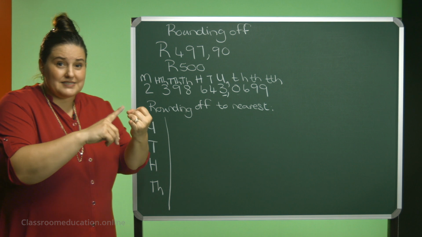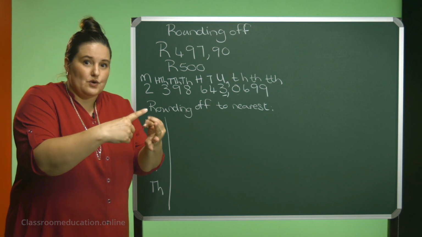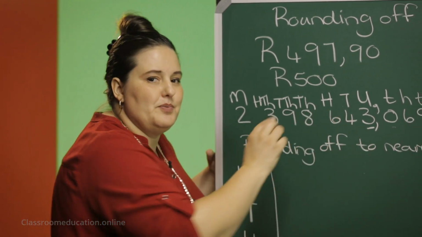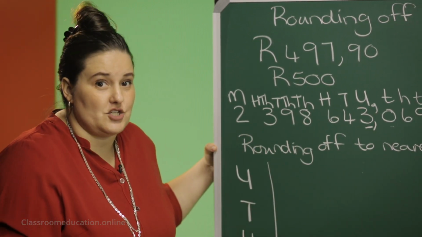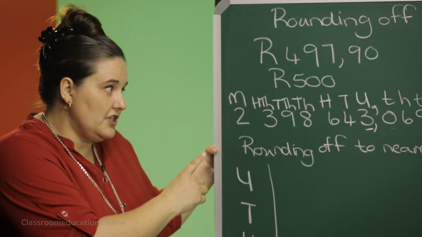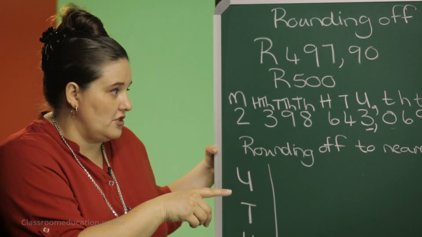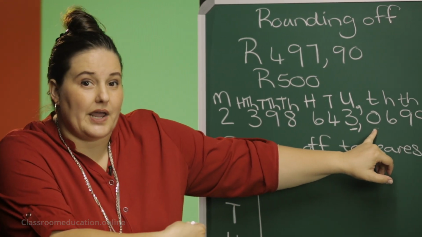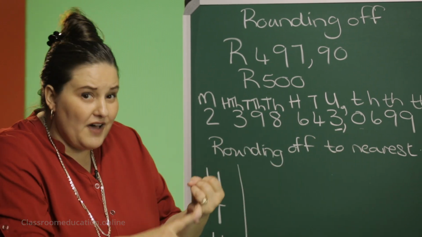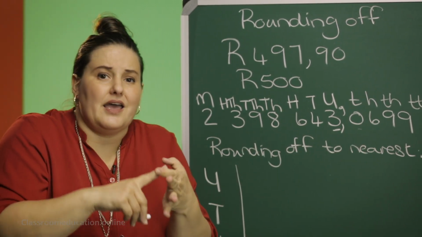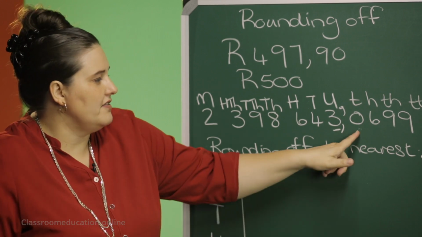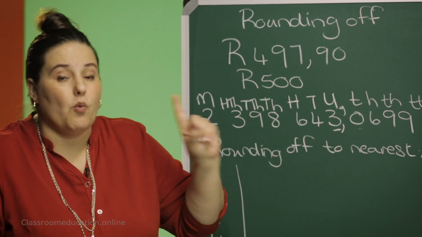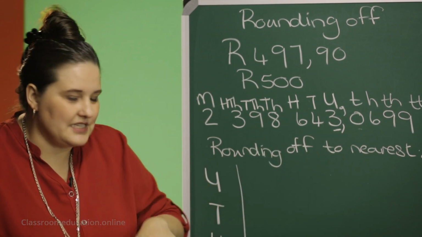Now, if you have a 0, 1, 2, 3, or a 4, it means that your rounding position will not change. It will stay the same. The digit in the rounding position will not change. If you have a value on the right-hand side of your rounding position that is a 5, 6, 7, 8 or a 9, then the digit in your rounding position will increase by 1. Okay, let's have a look.